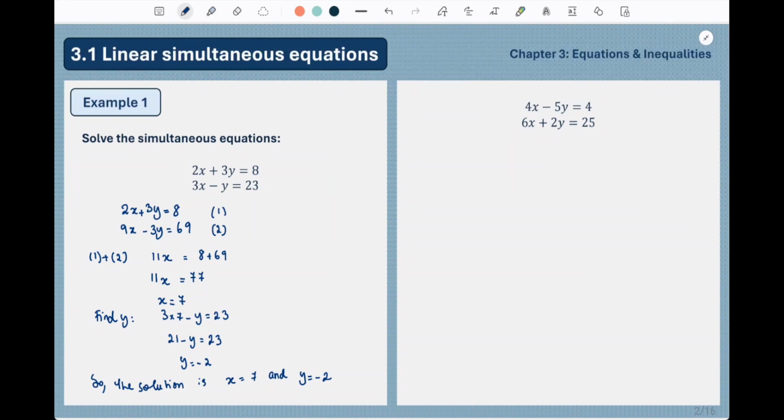Here you use the same strategy. We're trying to eliminate x or y, one of them, so we can get an equation where only one variable exists. So I'm going to find the least common multiple between 4 and 6. What is the least common multiple of 4 and 6? That's 12, if I'm planning to eliminate x. If I'm planning to eliminate y, the least common multiple of 5 and 2 would be 10, right?